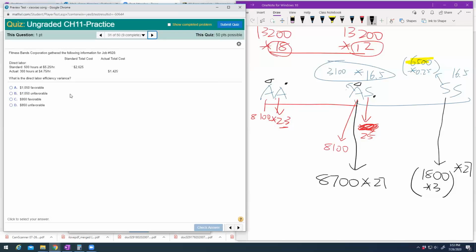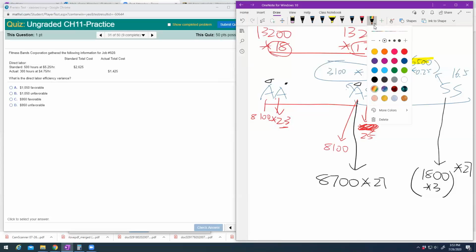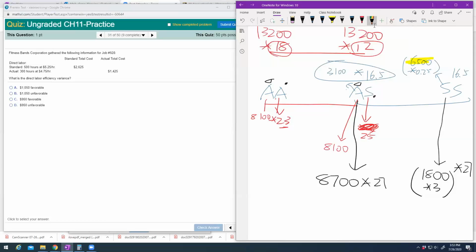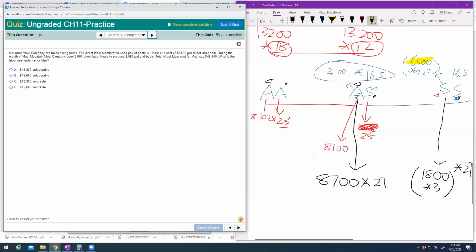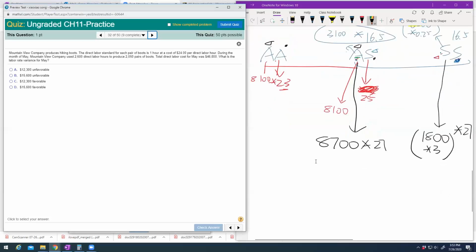Next one, asking about efficiency. I still put the numbers there, so let's look at the efficiency. Standard is 500 hours, and the rate is 5.25. Actual is 300 hours, so we use 300 hours. Our standard is 500 hours, but for our efficiency, we both use the 5.25 for the standard cost, for the standard rate.